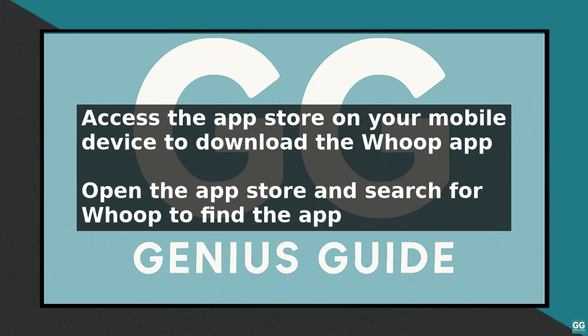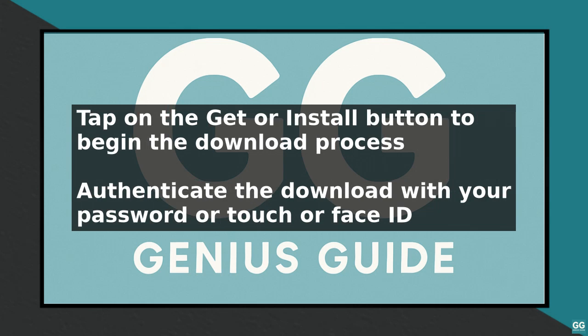Type in Whoop and select the Whoop app from the search results. The Whoop app should be the first result and it will have the Whoop logo next to it. Tap on the Get or Install button next to the app to begin the download process.